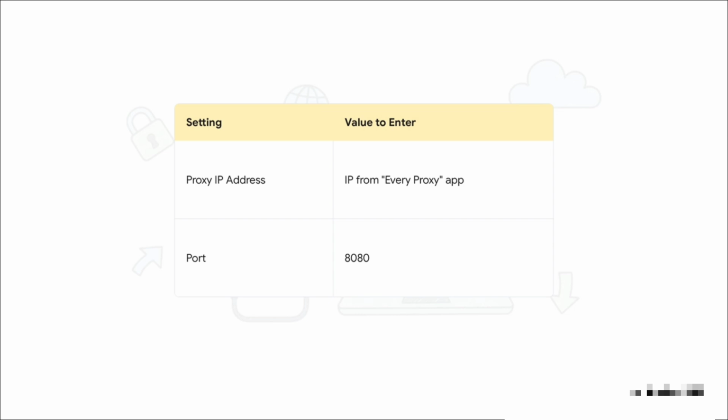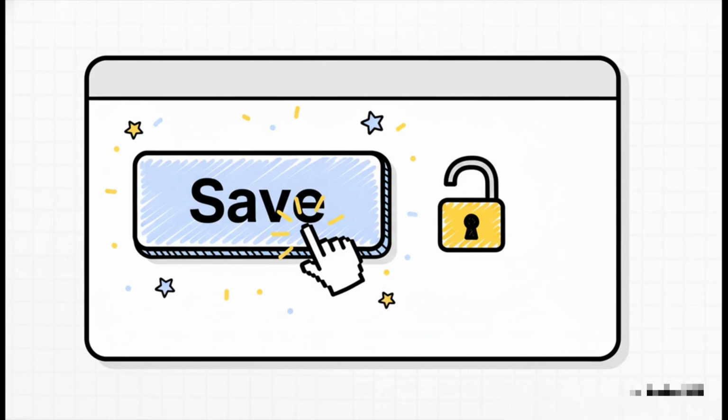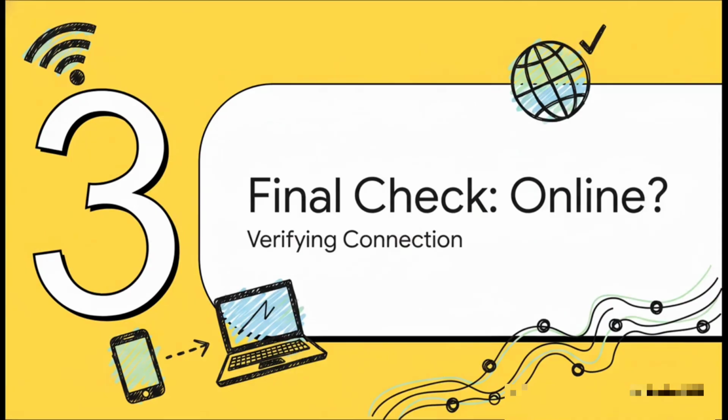And for the port, it's super simple. Just type in 8080. That's it. These 2 numbers are basically the secret handshake that tells your computer how to find the internet gateway on your phone. And of course, don't forget the last and maybe most important click of all. Hit that Save button to make sure all those new settings stick. All right, everything should be locked in. Time for the moment of truth. Let's do a quick final check and see if we are officially online.